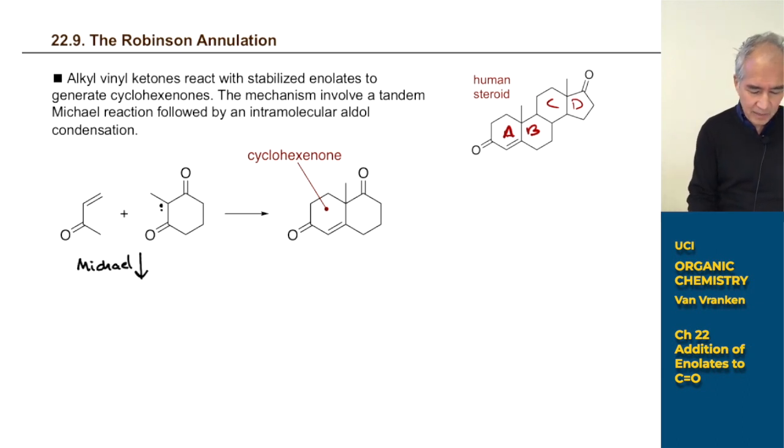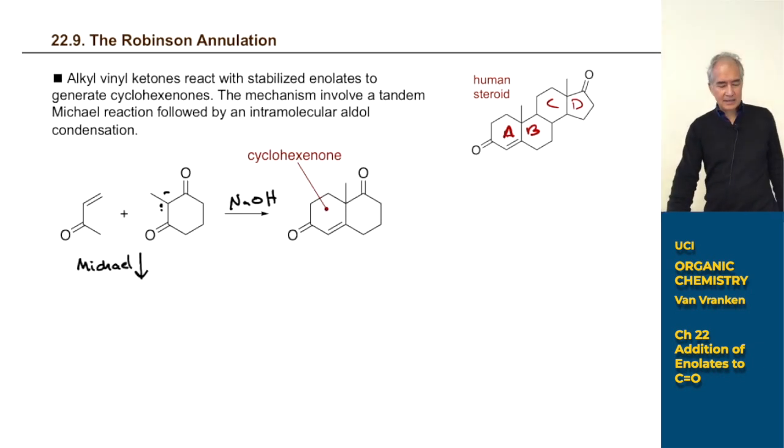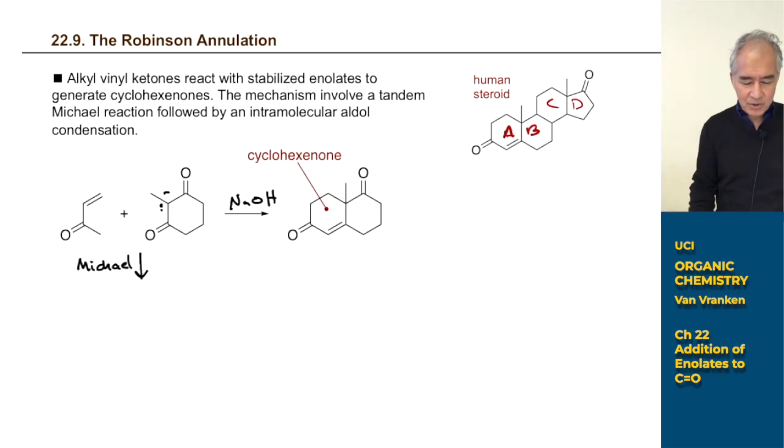If you add some sort of a base here, I don't have any esters here, so I could use sodium hydroxide if I wanted, and that would work. Or I could use sodium ethoxide, right? I just don't use sodium hydroxide if you've got esters. That wouldn't work. So you end up with a Michael reaction here where you're adding an enolate in and doing a 1,4 addition reaction. And that makes an intermediate that looks like this.